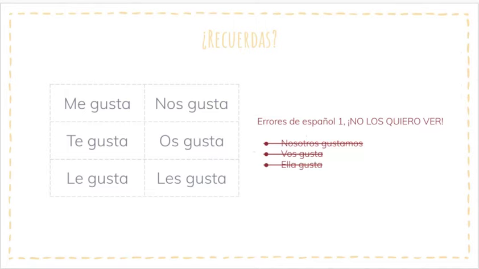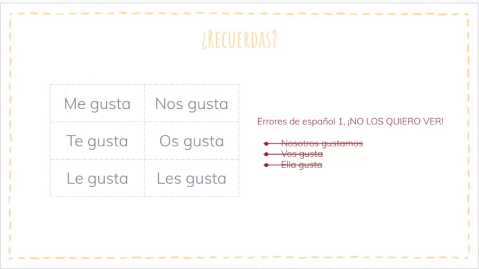So this should be familiar to you. And me gusta, te gusta, I'm confident everybody can use those forms correctly. Some of the other forms we need to practice and make sure that we understand and can use them correctly. Some errors like nosotros gustamos, vos gusta, and ella gusta are problematic because they will make it so that a Spanish speaker does not understand what you are saying.